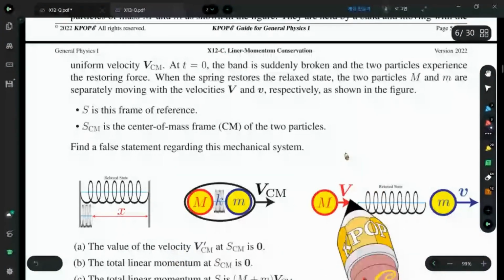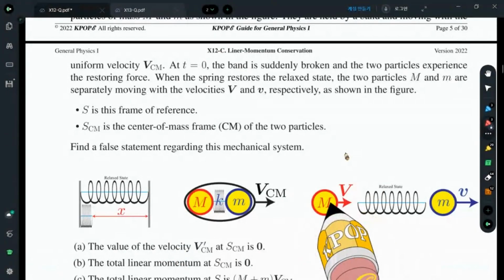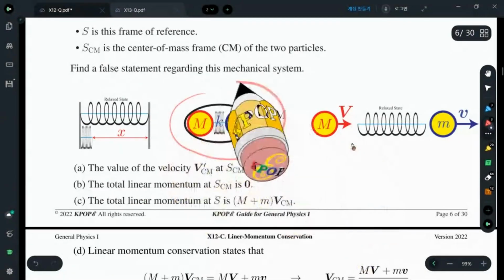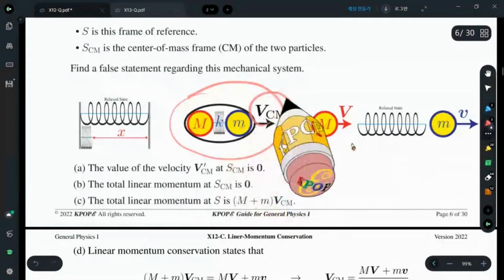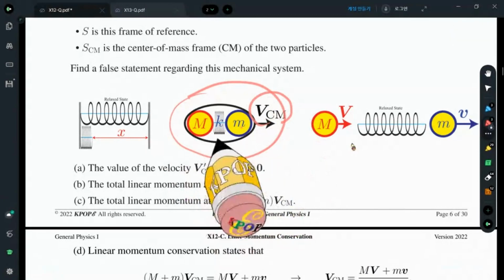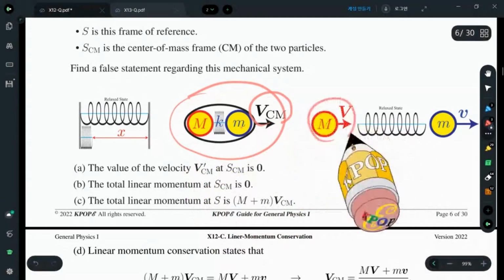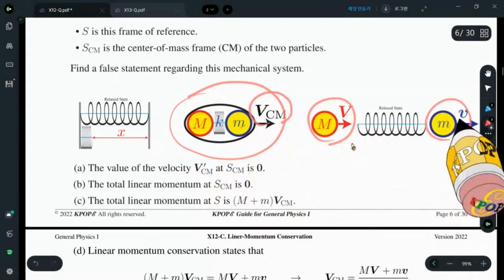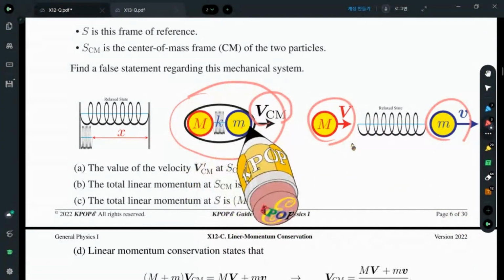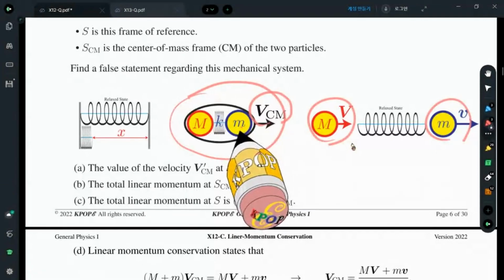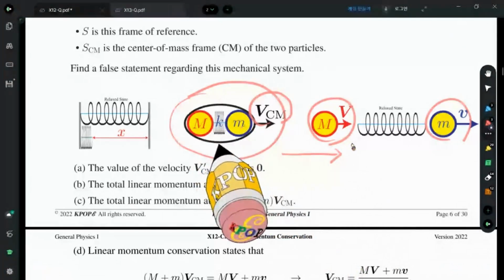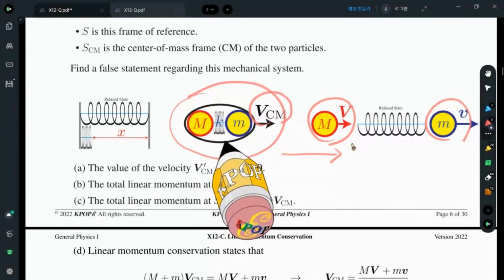This kind of problem is very important in this chapter, the linear momentum conservation. This is the initial state. They stick together with the same velocity, and suddenly this rubber band is broken and they move separately with different momentum. The interaction between the capital M and small m are internal forces. Therefore, during this process, internal force does not change the total linear momentum.